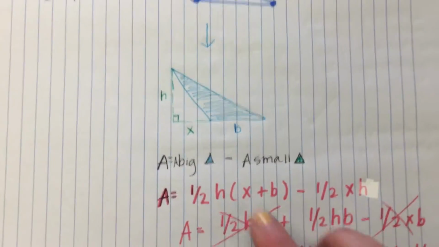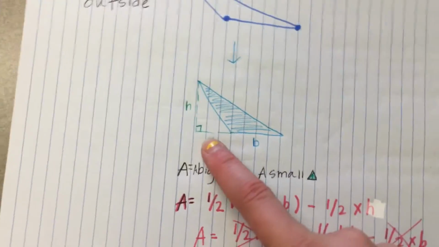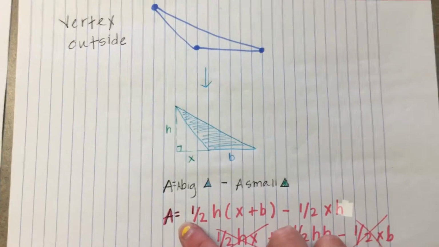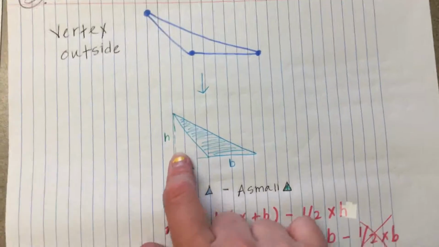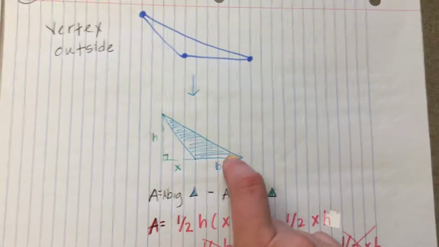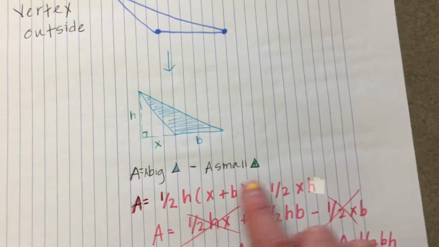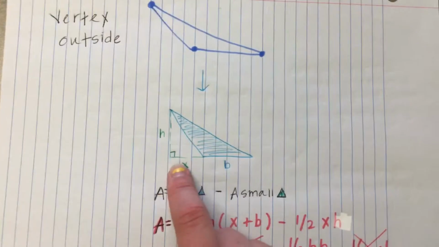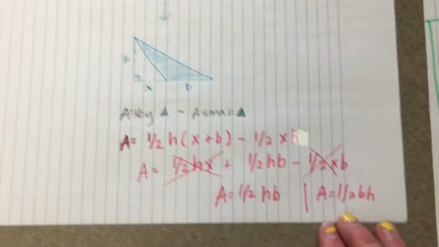To find the area of this triangle, I need to understand that the area is equal to the area of the big triangle minus the area of the small triangle. The area of the big triangle will be 1/2 height, and the base of this whole entire triangle is X plus B. I have to subtract from that 1/2 X and H to get the small triangle, so I can eliminate this triangle and find the area overall.